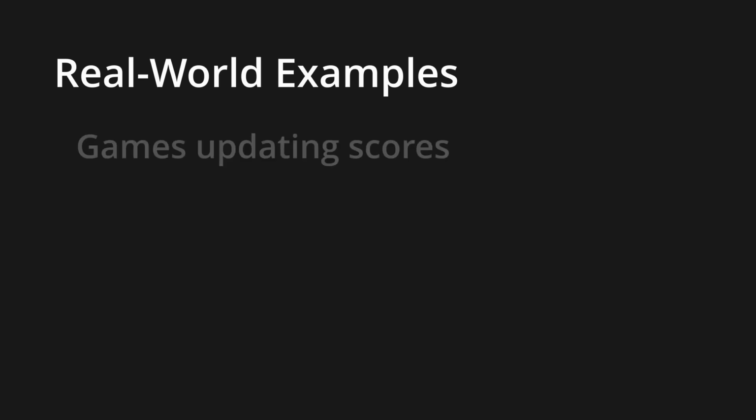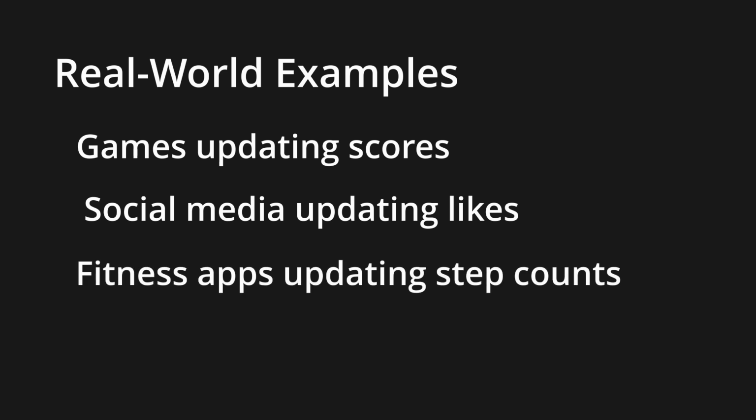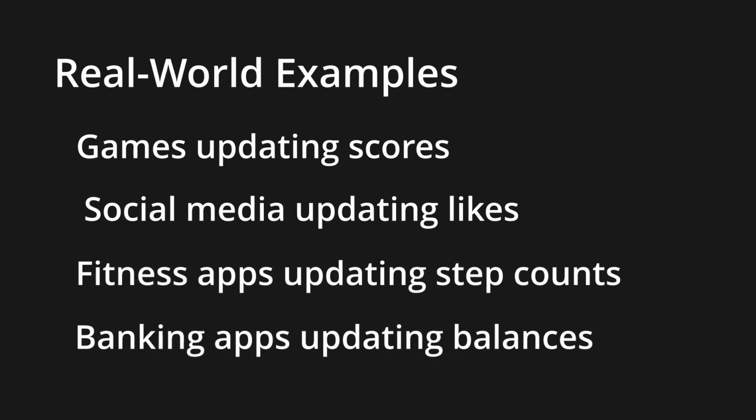This means you take the current score, you add 5, and store the result back into the variable. Some real-world examples of this would be games updating scores, social media updating likes, fitness apps updating step counts, and banking apps updating balances. Numbers are constantly changing.